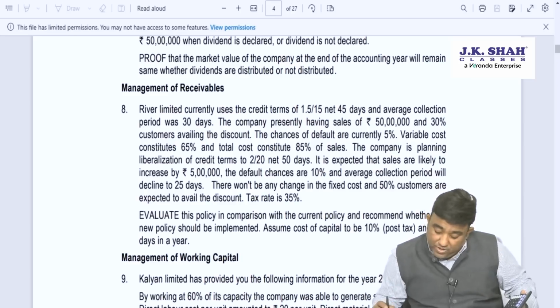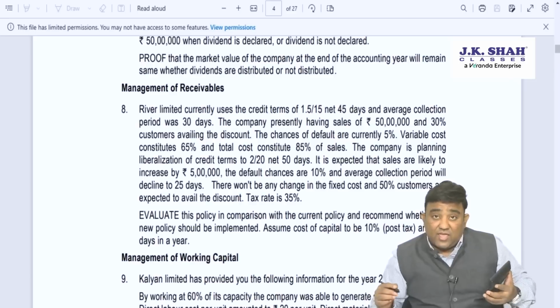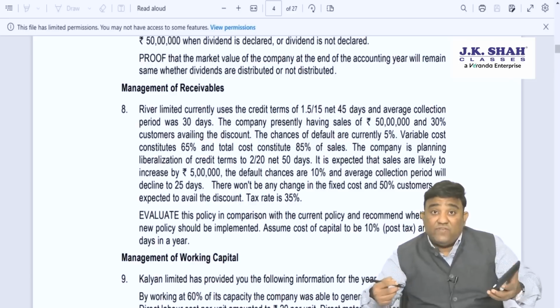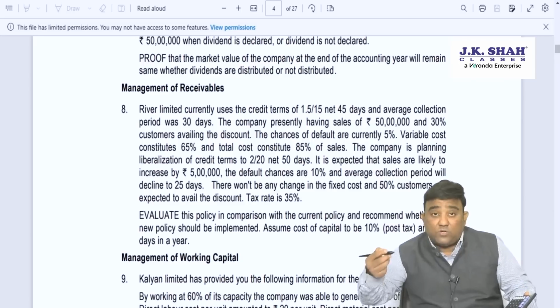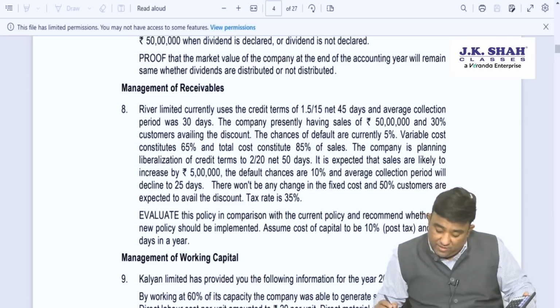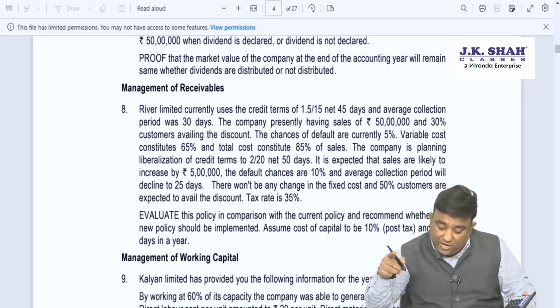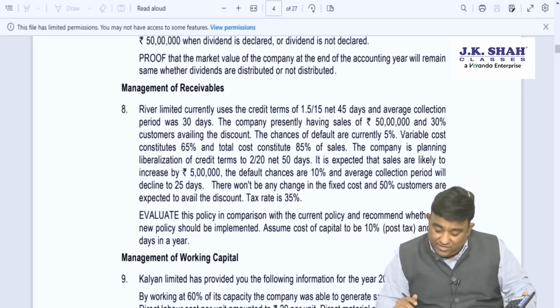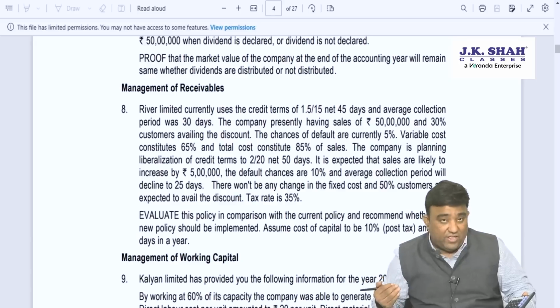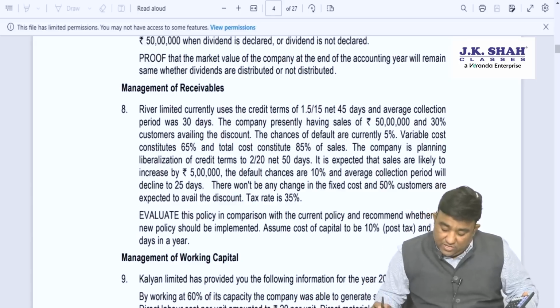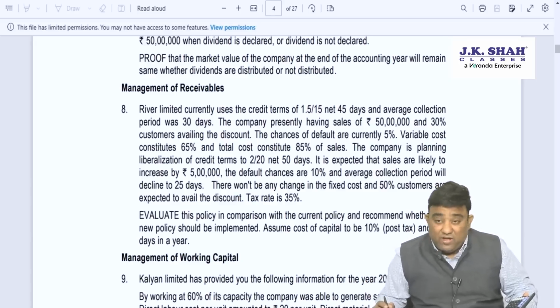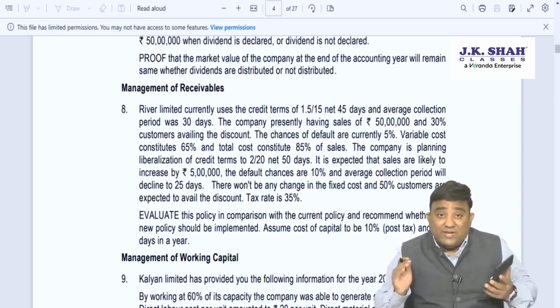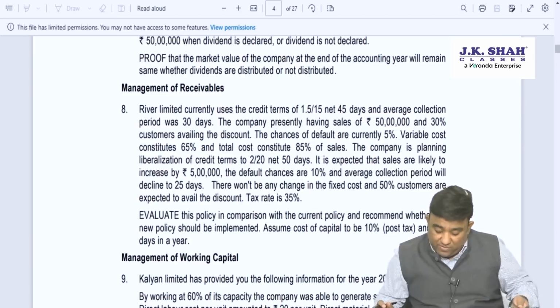Okay. The company is planning to liberalize the credit terms to 2/20 net 50. See, they are increasing the discount rate along with the payment terms: 2% discount, 20 days, net 50 days. It is expected that sales are likely to increase by 5 lakh. Default chances are 10% as bad debts, and ACP will decline to 25 days. There won't be any change in the fixed cost, and 50% are expected to take the discount. Tax rate is given as 35%.